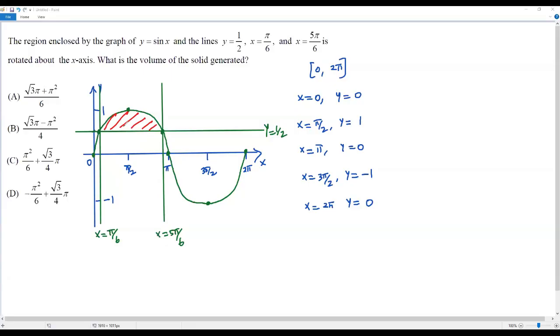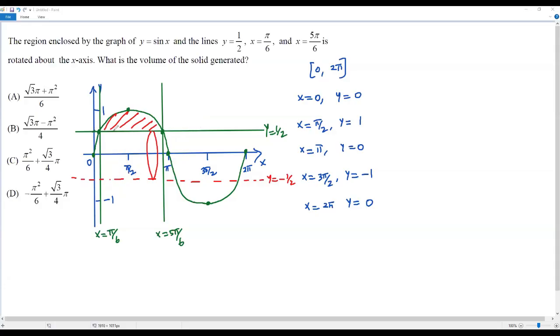So to have a better understanding of this, let me draw a dotted horizontal line at y equals 1 over 2. So this is the horizontal line of y equals 1 over 2. Okay, now when this region is rotated about the x-axis, there will be a hollow space in the middle over here. Okay, how do we get the hollow solid generated?